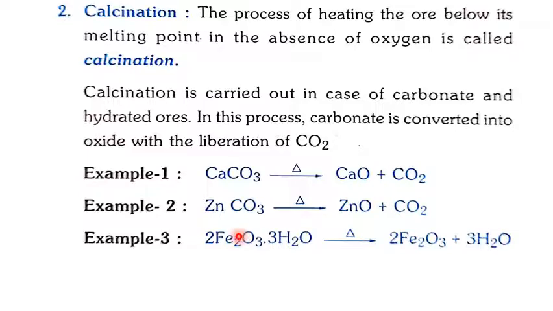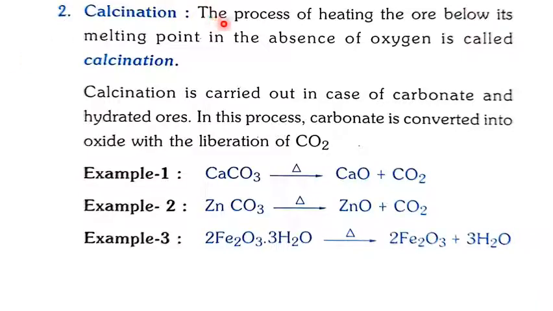Next, in calcination, hydrated ores are also taken. These hydrated ores on calcination are converted to oxides and water molecules. That means hydrated ore is heated below its melting point in the absence of oxygen. These hydrated ores are converted to iron oxides and water vapor is released. This is about calcination.